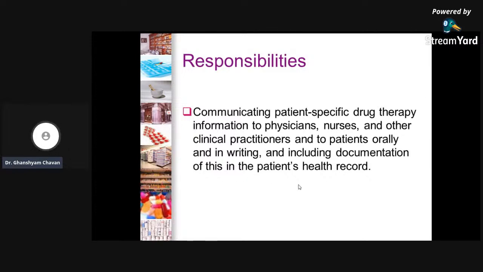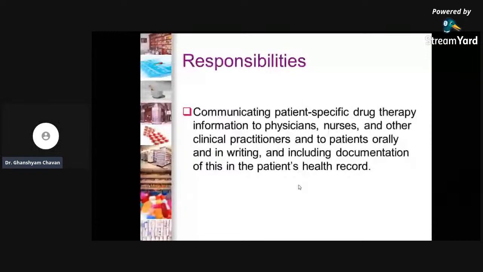Here, communicating the patient-specific drug therapy. So we should communicate that this is a typical patient, having a typical disease, or a typical health status, or that the patient has some sort of allergies. So we should categorize that patient, separate that patient, and discuss his condition with the physician or nurses or other clinical staff who are in touch with the patients, and also keep it in writing.